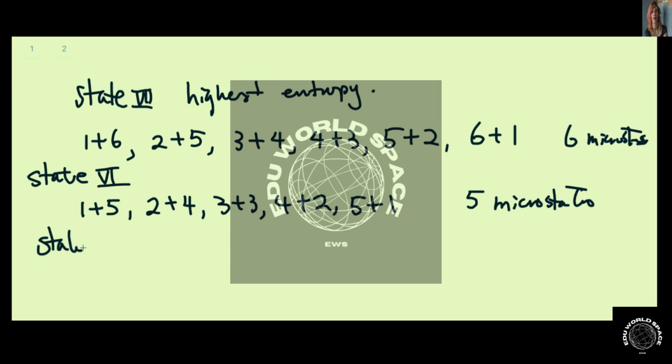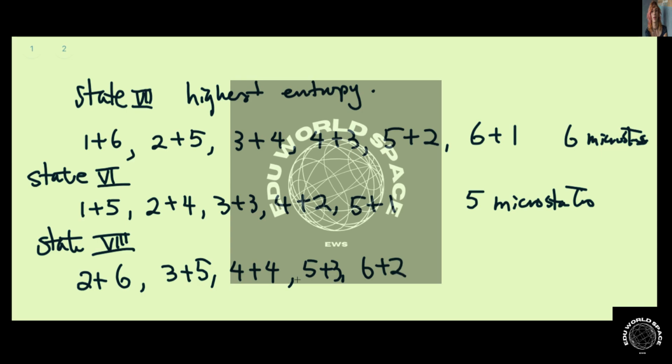And state 8 will be 2 plus 6, 3 plus 5, 4 plus 4, 5 plus 3, and 6 plus 2. So this is also 5 microstates. As the number goes further from 7, the number of microstates will decrease. So as a result, the state of the highest entropy will be state 7.